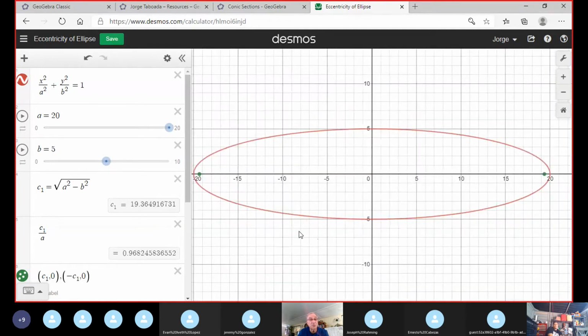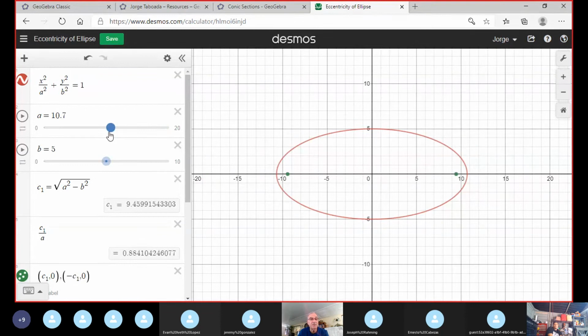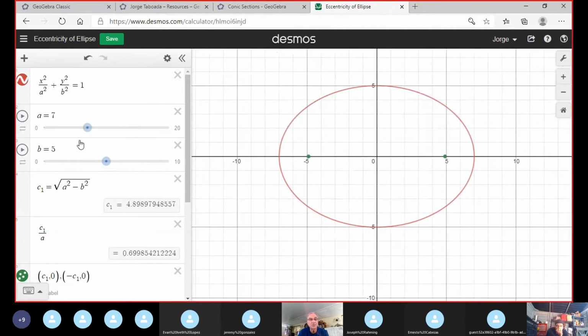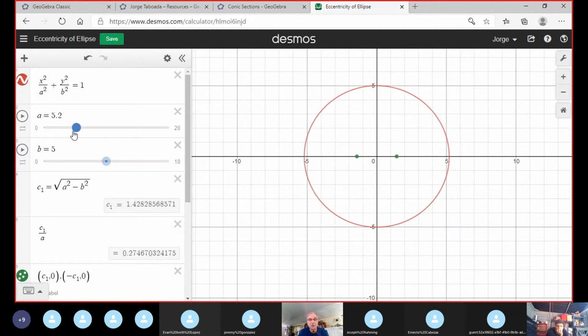Let's move in the other direction. Suppose A is 20. Suppose A approaches 5. Look at the effect. Okay, let me zoom to see the effect more clearly. Suppose now A is 5. Look at what happened. When it's 5, the focal distance is 0, and the focus is located in the center of the real circle, because A and B are the same.